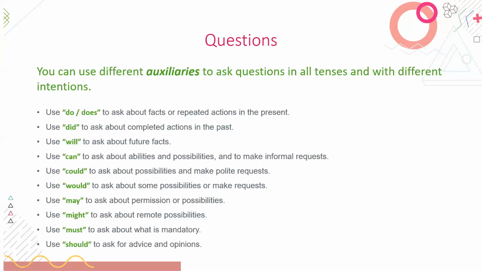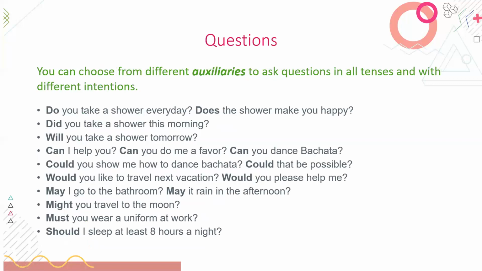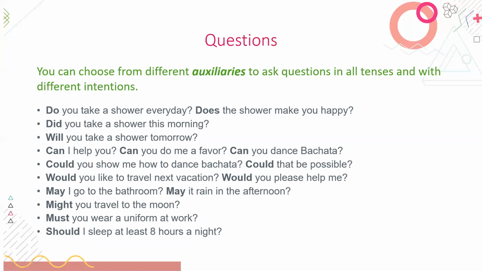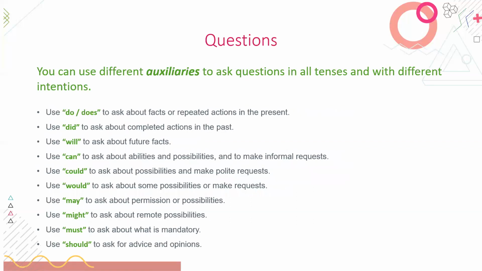Use must to ask about what is mandatory. Must you wear a uniform at work? And use should to ask for advice and opinions. Should I sleep at least 8 hours a night? What do you think? Well, these are just some uses of these auxiliaries, but they have more uses that you can learn as you keep studying English.